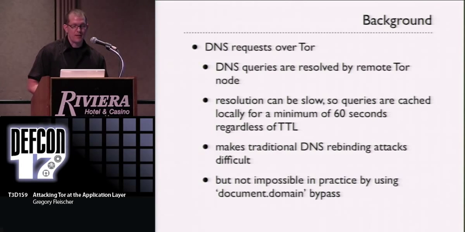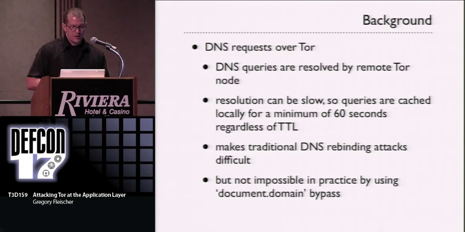Let's talk a little bit about DNS requests. The DNS queries are resolved by your remote Tor node. They're not resolved locally. The idea is if somebody can cause you to make a DNS request, then you will be leaking information about where you're located, perhaps your local ISP, or if you're running a recursive resolver yourself, your own local network.